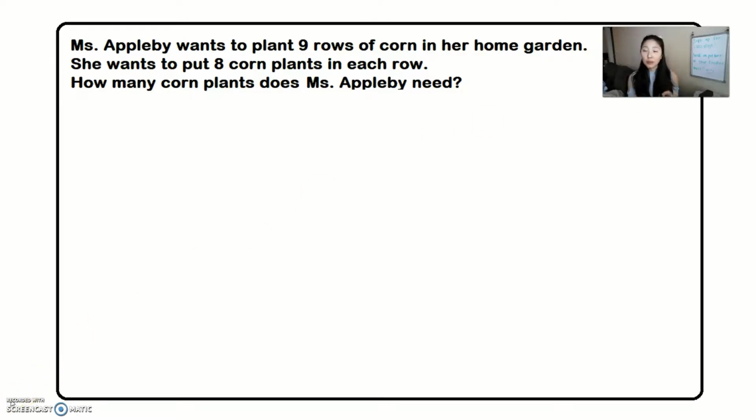All right, I'm going to read the problem to you just once today because I think we know the drill and how to use the pause button by now so that you can reread it to yourself. Today Miss Appleby wants to plant 9 rows of corn in her home garden. She wants to put 8 corn plants in each row. How many corn plants does Miss Appleby need? If you need to reread it to yourself right now, you can press the pause button. I'm going to move on.